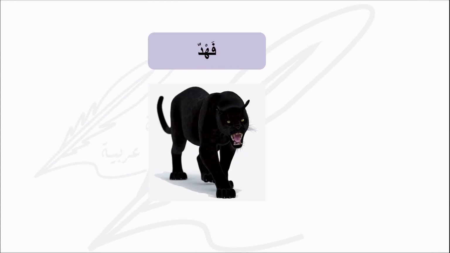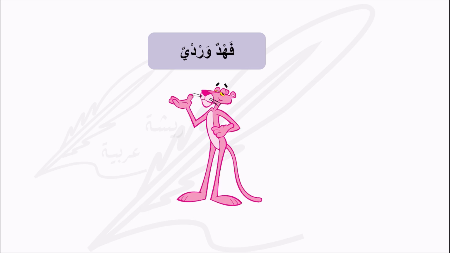All right, then we have فهد. فهد is panther. Repeat after me. فهد. That's great. Now you know what I'm going to ask. How can we say Pink Panther? Pink Panther is فهد وردي. Repeat after me. فهد وردي. That's good. Good job, everyone.